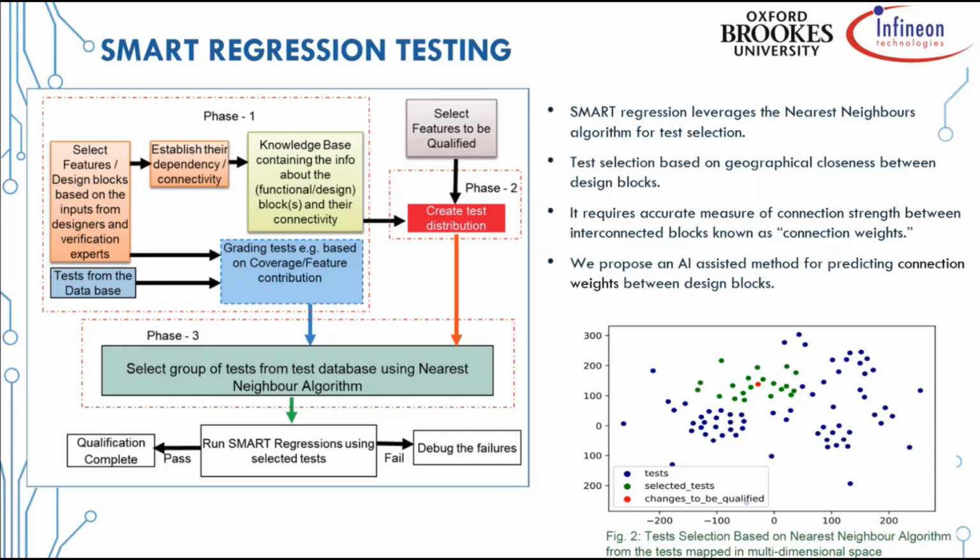But initially, it was manually presented to the nearest neighbor algorithm in this smart regression testing, which is used in Infineon. So yeah, we'll be using this test knowledge base, and then we'll also be using the test gradings to come up with connection weights. I hope that answered your question.